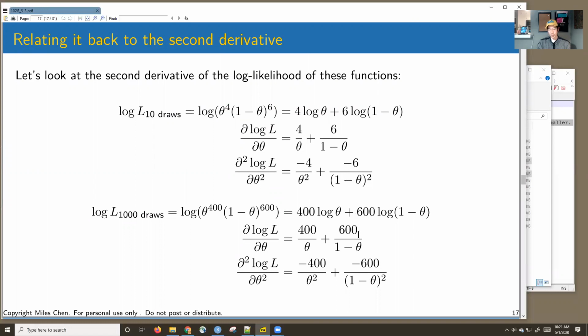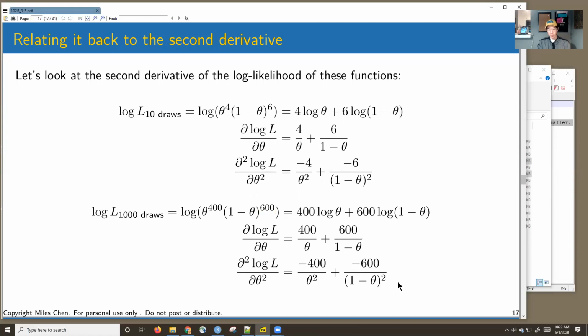The likelihood of 1,000 draws basically turns all of my exponents into theta to the 400 and 1 minus theta to the 600. And then if you take the second derivative of that, you're going to get this quantity, negative 400 over theta squared minus 600 over (1 minus theta) squared. So that's the second derivative of the log likelihood.